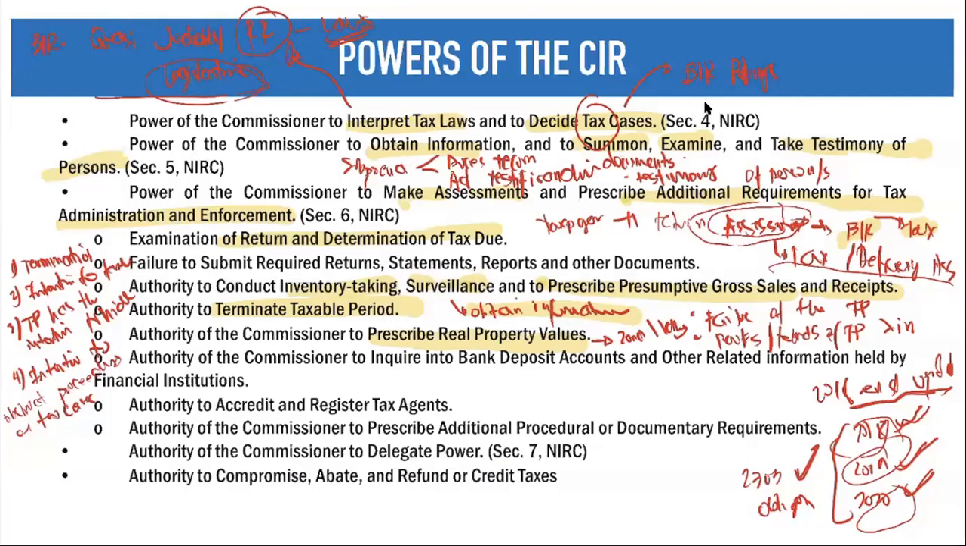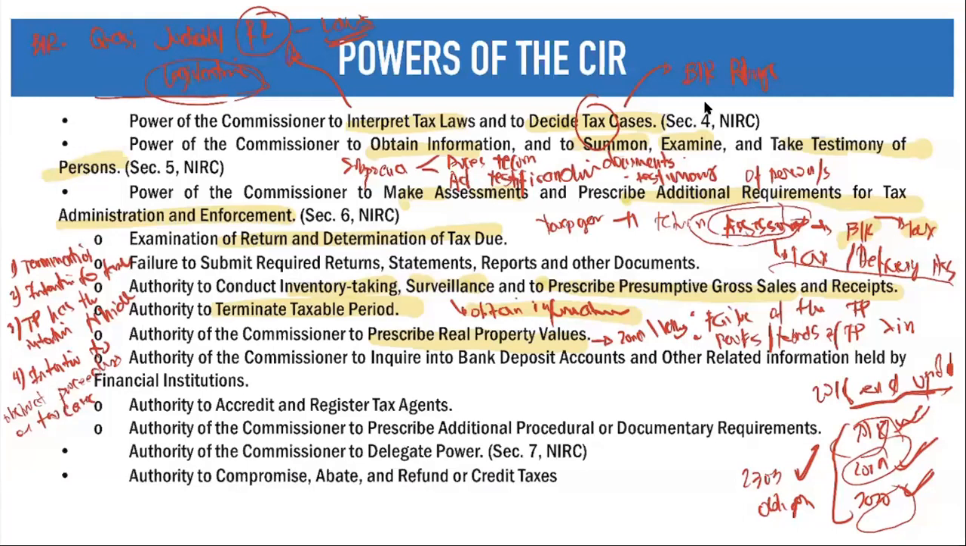What is the importance of the zonal value? It is used to deter any possible evasion of payment of taxes. So for example, in the sale of a particular real property, we compare the selling price to the fair market value. Part of your fair market value there is your zonal value. Okay, so the CIR has the authority to prescribe zonal valuations or real property values.